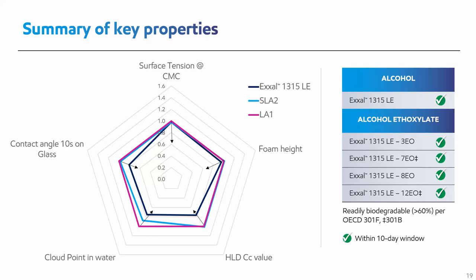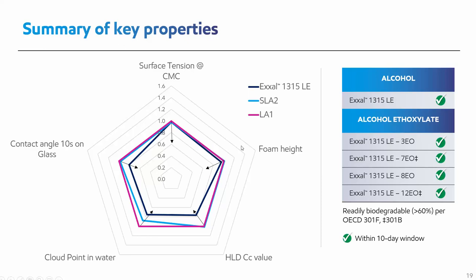Let's summarize the key properties in this spider graph. Taking the 100% linear alcohol ethoxylate as the reference and normalizing for the other two surfactants. In this manner, improvements are directed towards the center of the graph. Let's look at it in a clockwise fashion. The surface tension and foaming values are comparable.